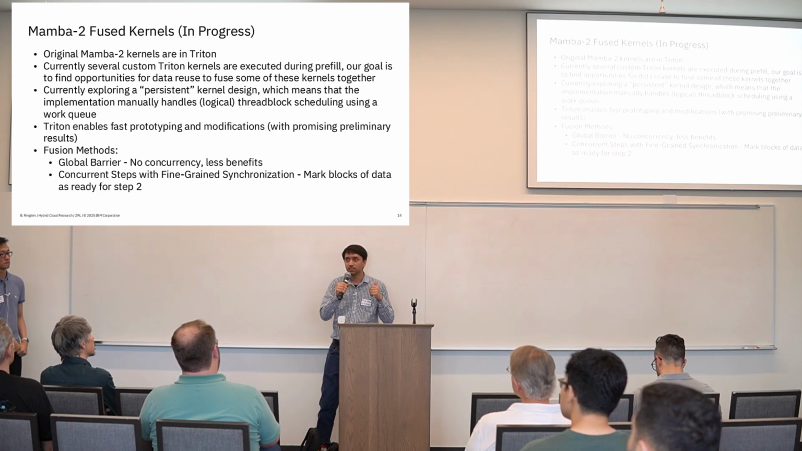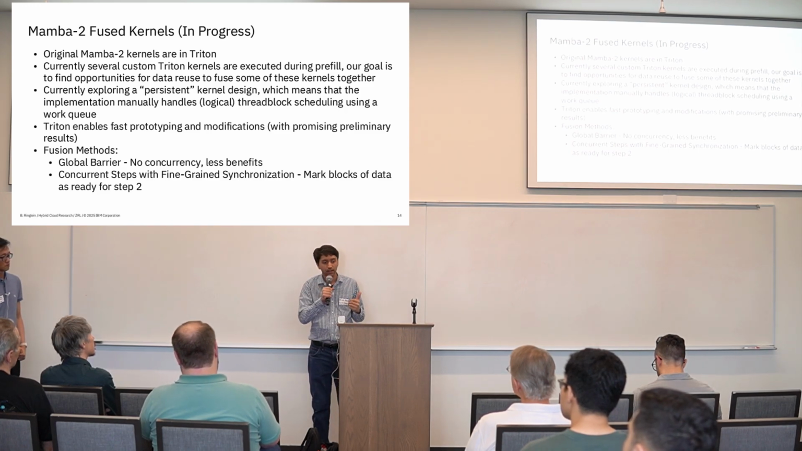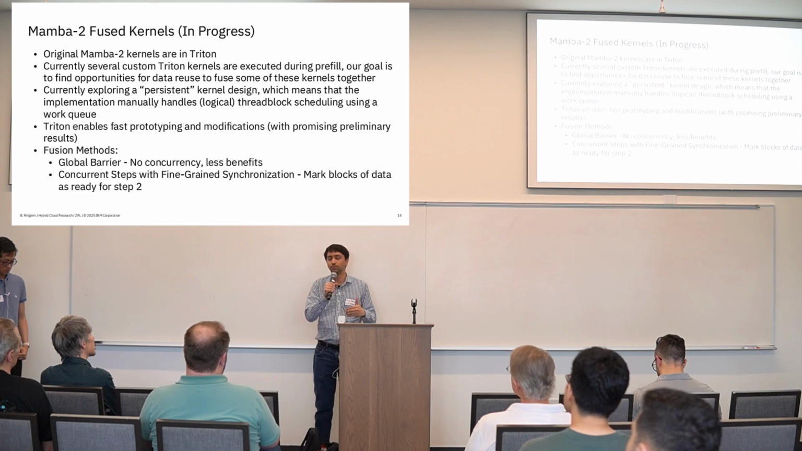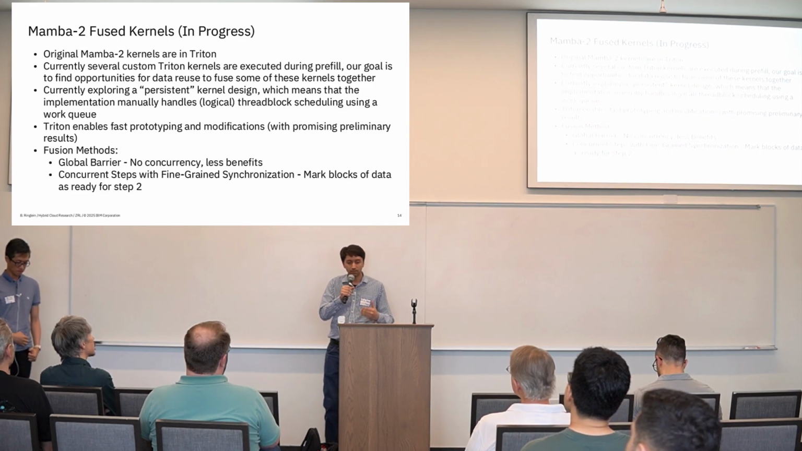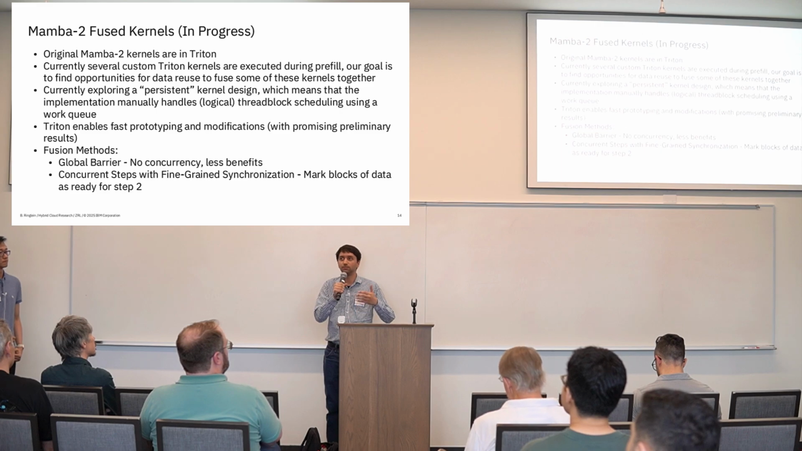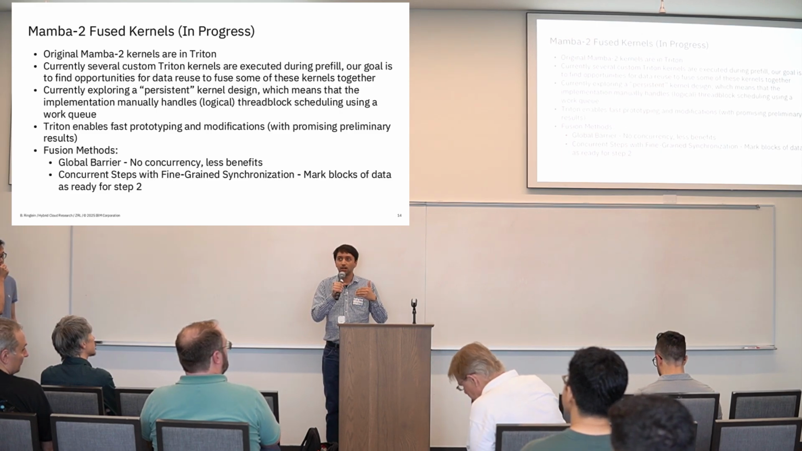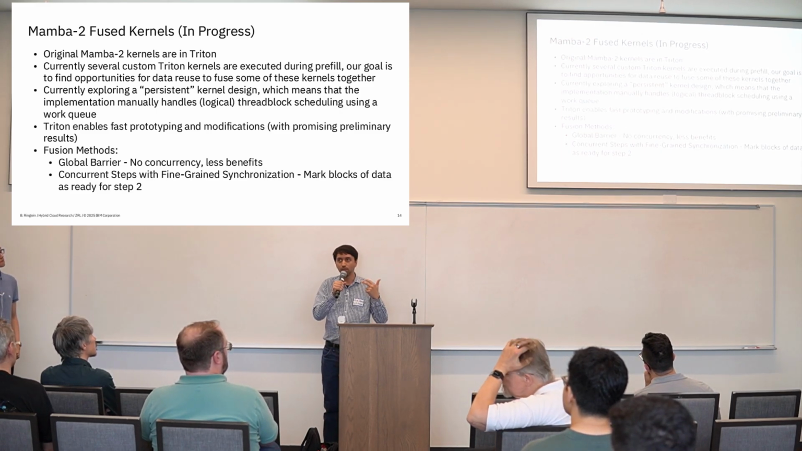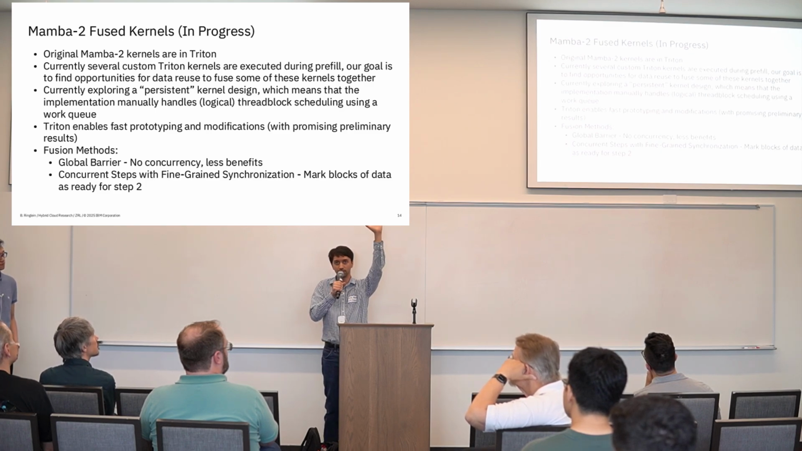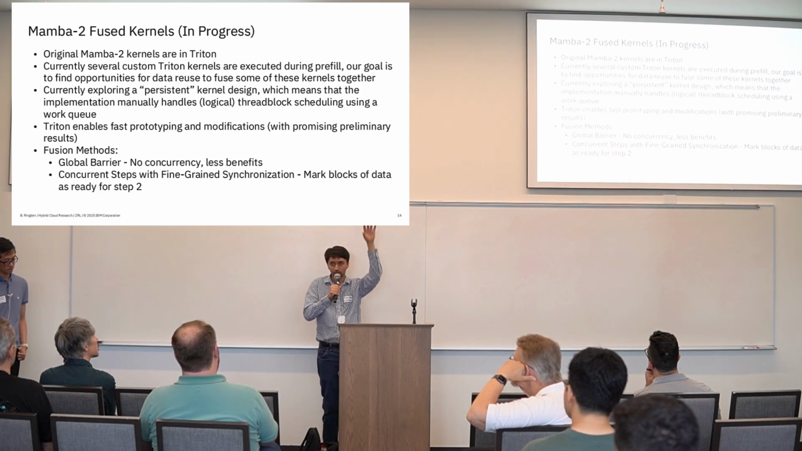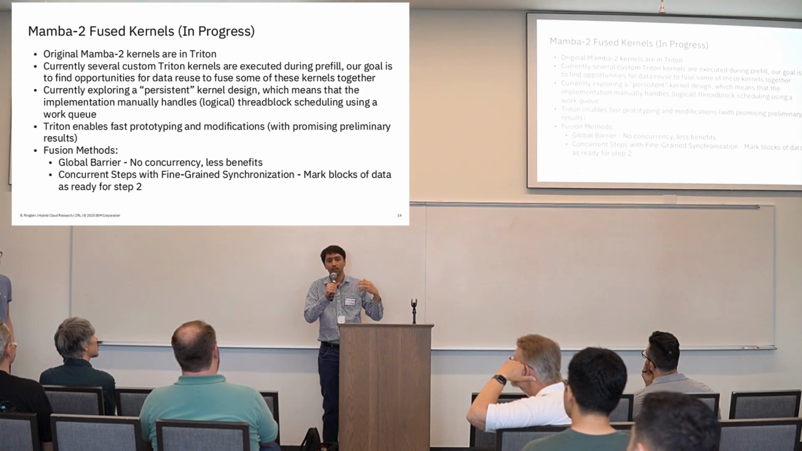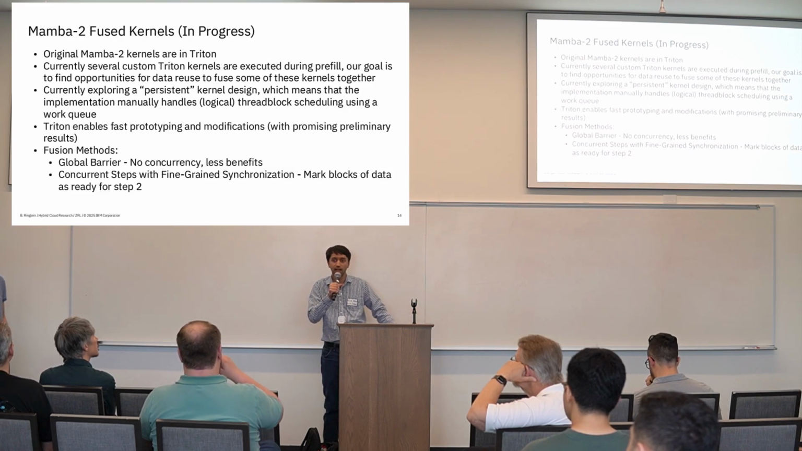As you saw previously, the original Mamba 2 kernels are in Triton, and they have multiple different Triton kernels for prefill and training. Our goal is to find opportunities for data reuse to fuse some of those kernels. So we're looking at two different methods. One method is you put all the code from the first kernel, then a global barrier, and then all the code from the second kernel, all in one new kernel. Normally between kernels, the GPU driver might have to wipe some of the caches, so you can avoid wiping those caches.